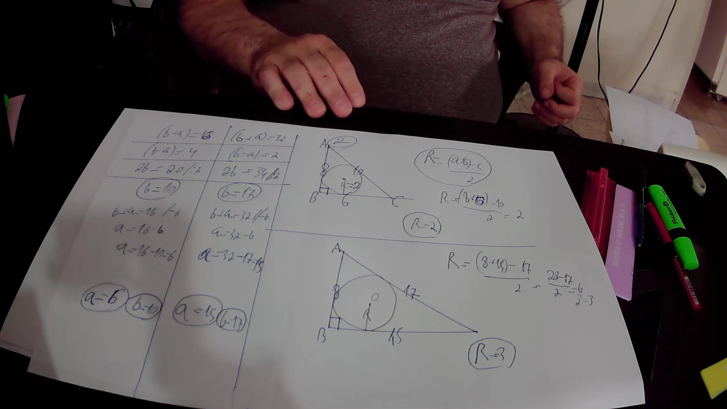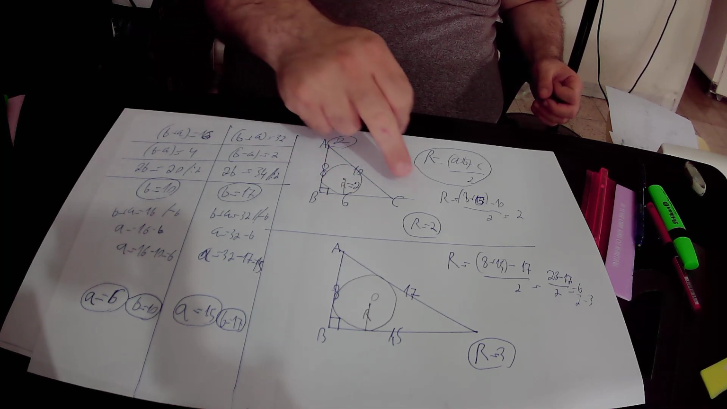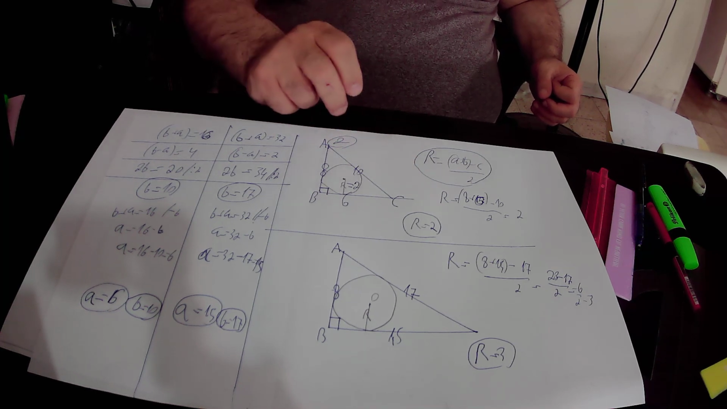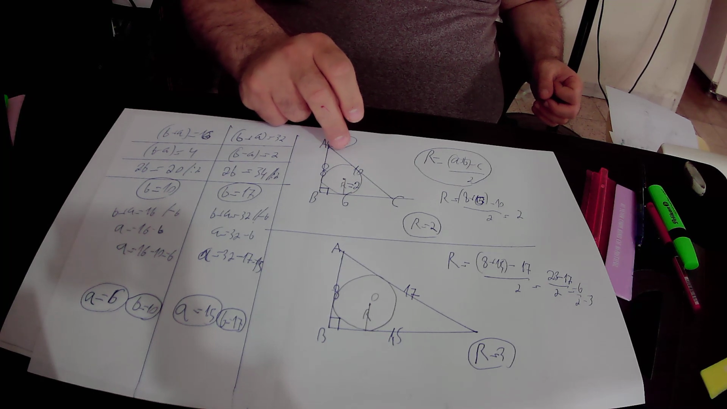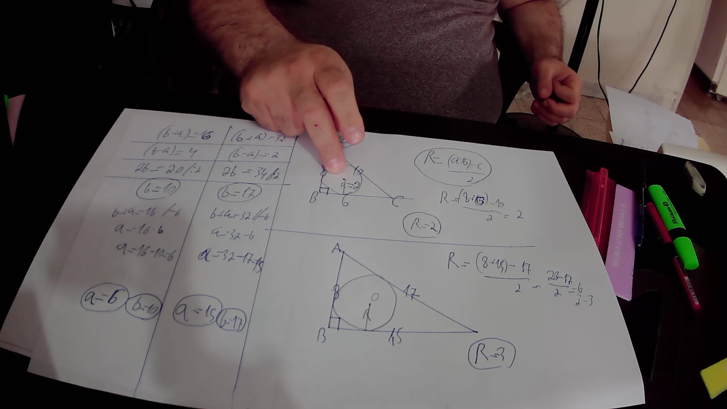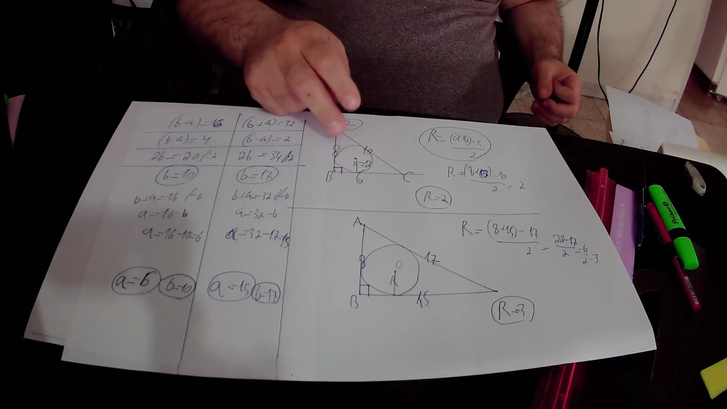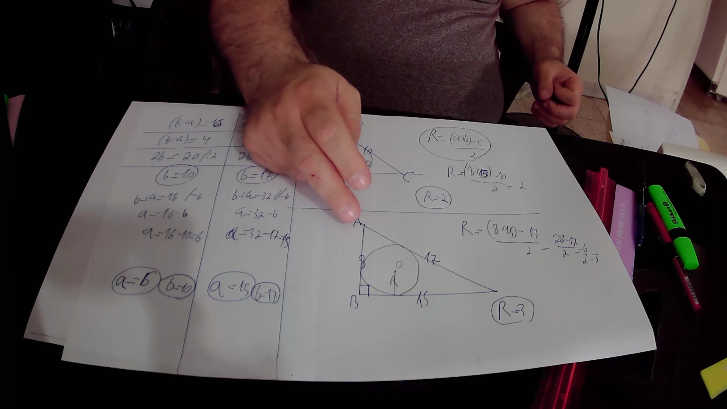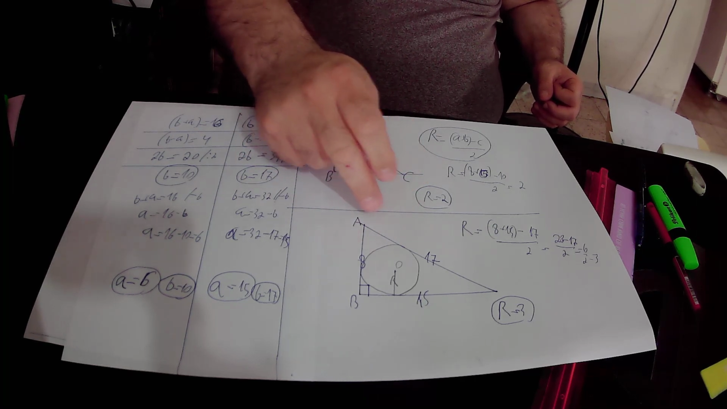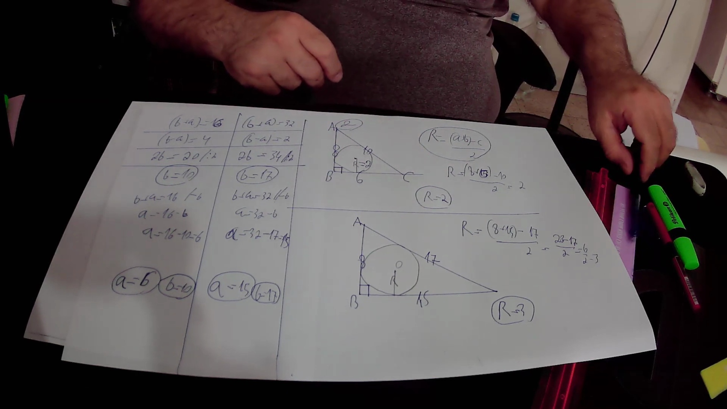According to the first solution, AB is 8 units, BC is 6 units, and the hypotenuse AC is 10 units. Inside this right triangle, we have a circle that is inscribed in the right triangle. I want to find the radius of this circle. Then I drew the second right triangle that we get from the solution. AB is 8 units, BC is 15 units, and the hypotenuse AC equals 17 units.